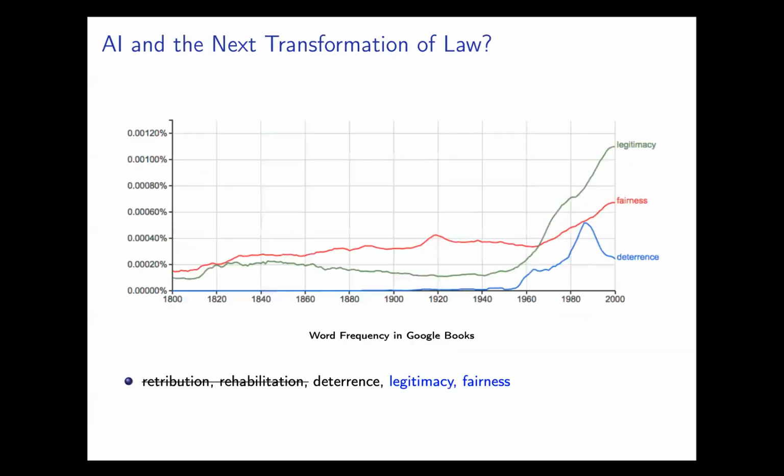So maybe AI will bring about the next transformation of law. Maybe it'll reduce polarization. Maybe it'll shift the focus to legitimacy and fairness of law.